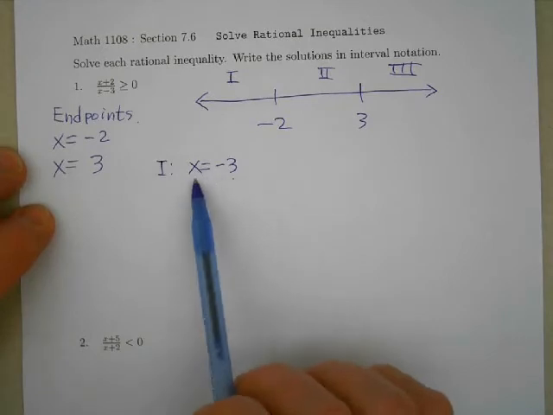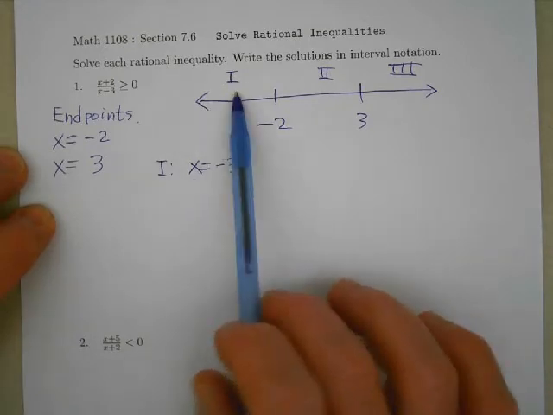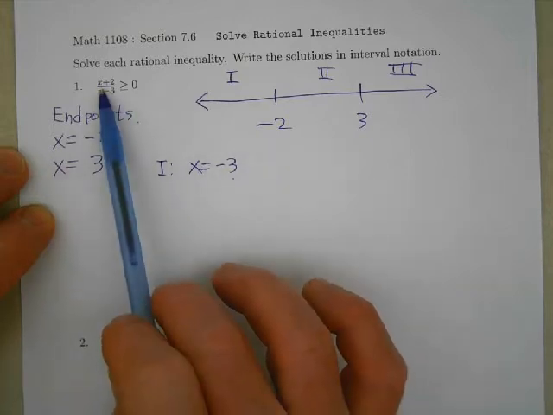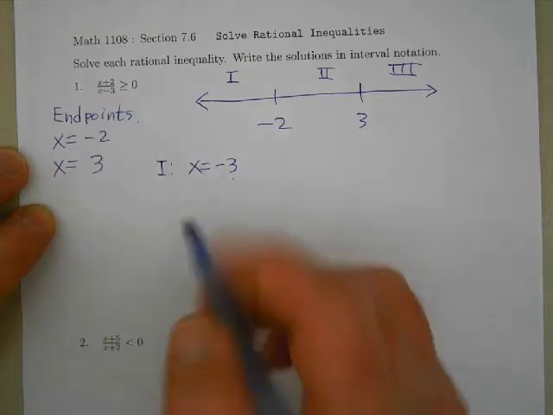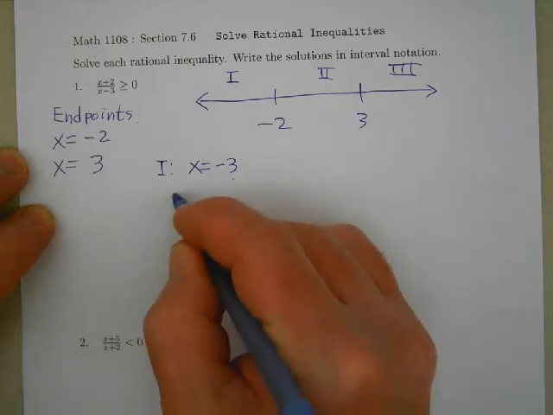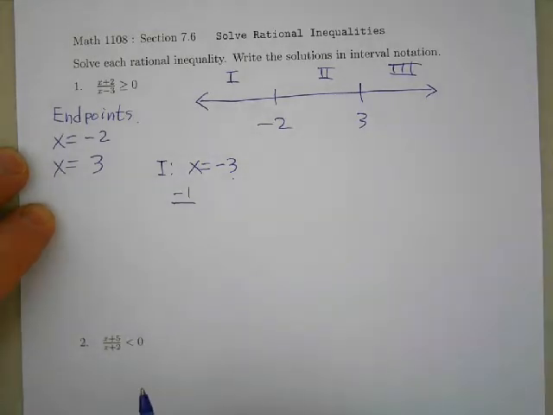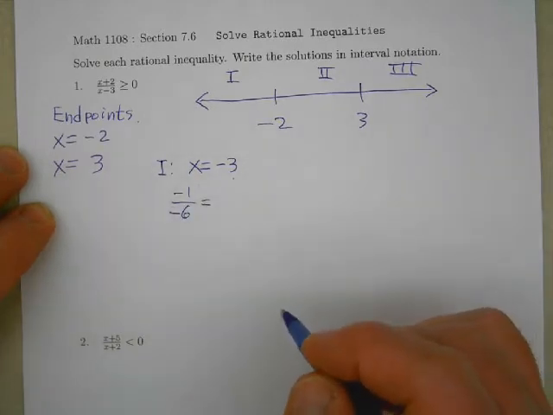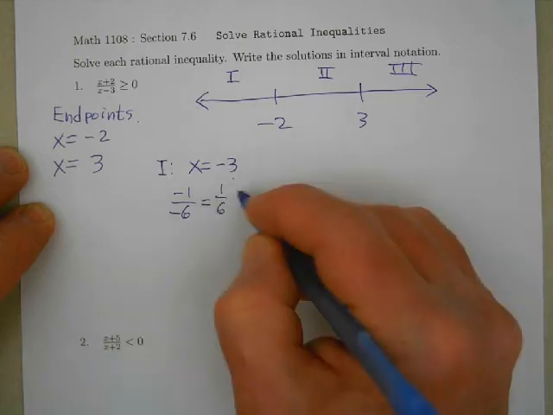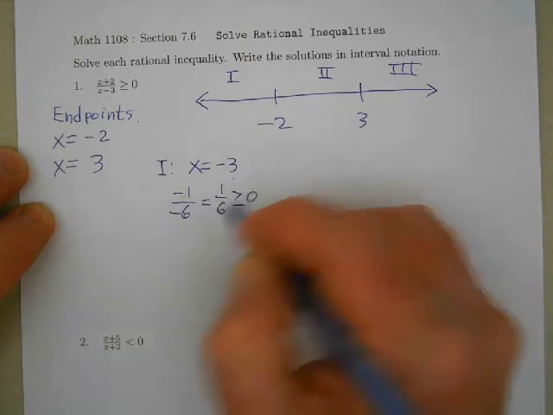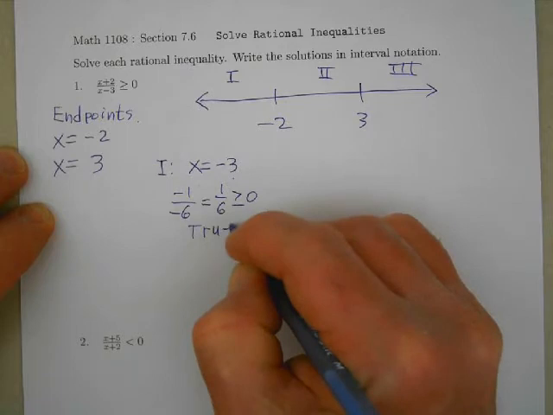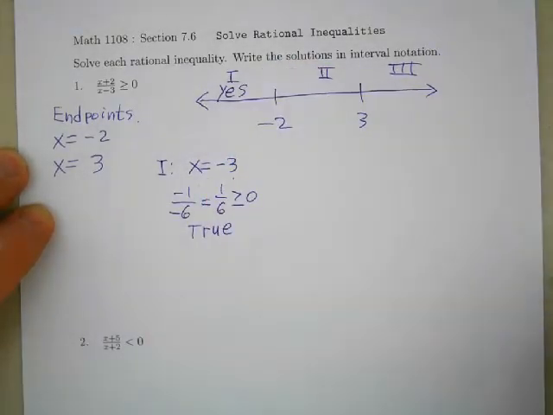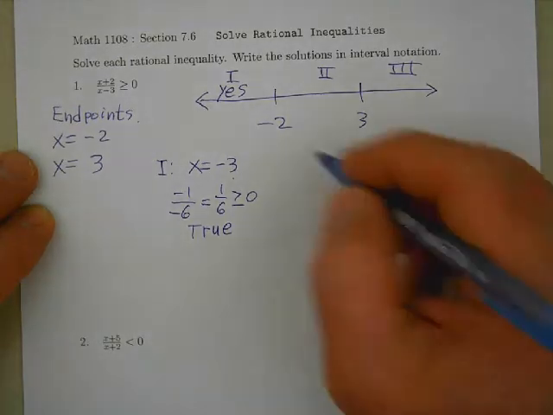Okay, so our first test point from the interval on the left between -∞ and -2 is x equals -3. Replace every x with -3. In the numerator, -3 plus 2 is -1. In the denominator, -3 minus 3 is -6. And -1 divided by -6 is positive 1/6. And the inequality greater than or equal to 0, that's true. So that means all of the numbers in the interval from -∞ to -2 are solutions.